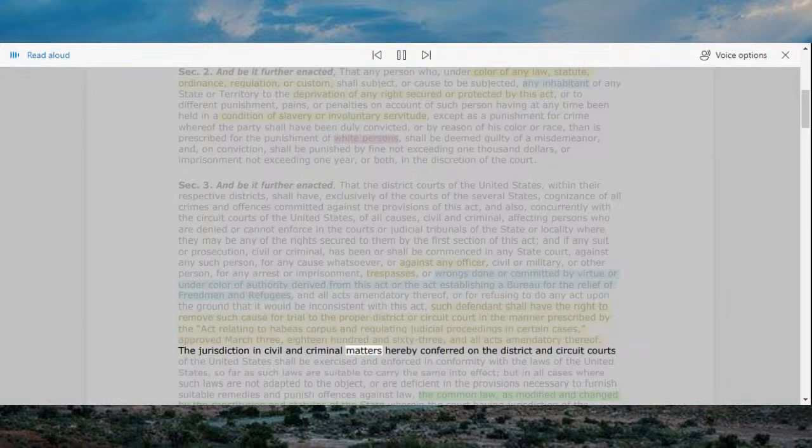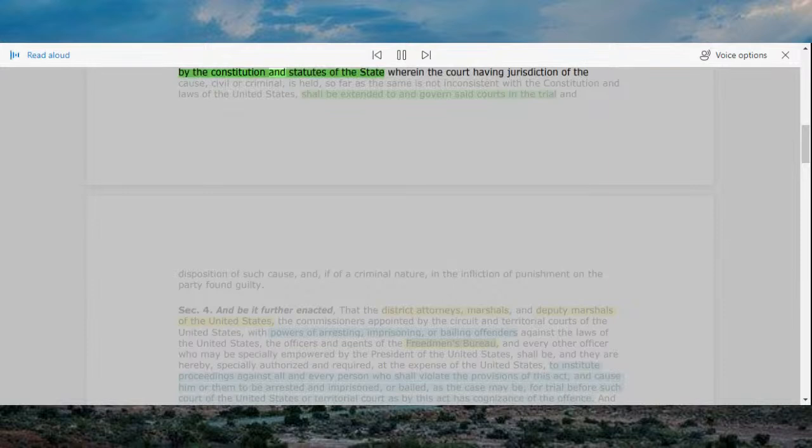The jurisdiction in civil and criminal matters hereby conferred on the district and circuit courts of the United States shall be exercised and enforced in conformity with the laws of the United States, so far as such laws are suitable to carry the same into effect. But in all cases where such laws are not adapted to the object, or are deficient in the provisions necessary to furnish suitable remedies and punish offenses against law, the common law, as modified and changed by the Constitution and statutes of the state wherein the court having jurisdiction of the cause, civil or criminal, is held, so far as the same is not inconsistent with the Constitution and laws of the United States, shall be extended to and govern said courts in the trial and disposition of such cause, and, if of a criminal nature, in the infliction of punishment on the party found guilty.